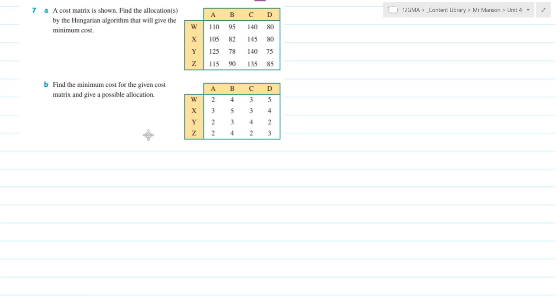Right, and here is my solution to part B of question 7. So again, we've got a similar setup, W, X, Y, and Z, A, B, C, and D. And we have to go through the same process again, and that is to start by doing our row reduction. That's step 1. So the first thing I'm going to do is pick my lowest number in each row, 2, 3, 2, and 2, and operate that row reduction.